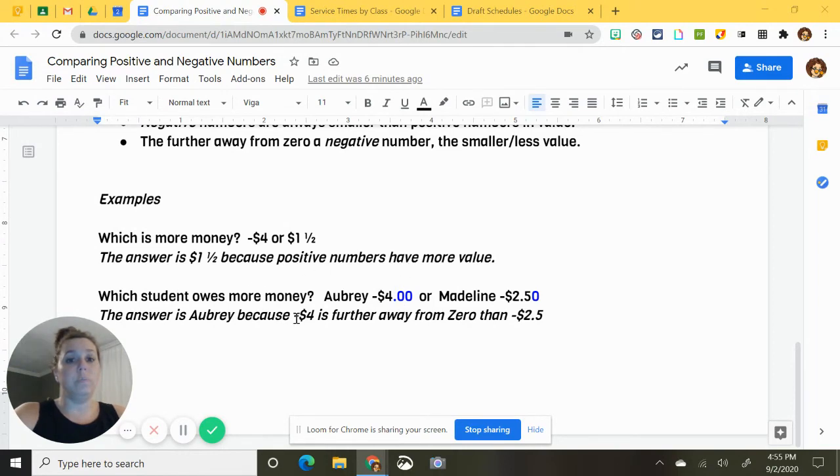Which student owes more money? Well, they're both negative this time. Aubrey owes -$4 and Madeline owes -$2.50. The answer is Aubrey because -4 is further away from 0 than -2.5.